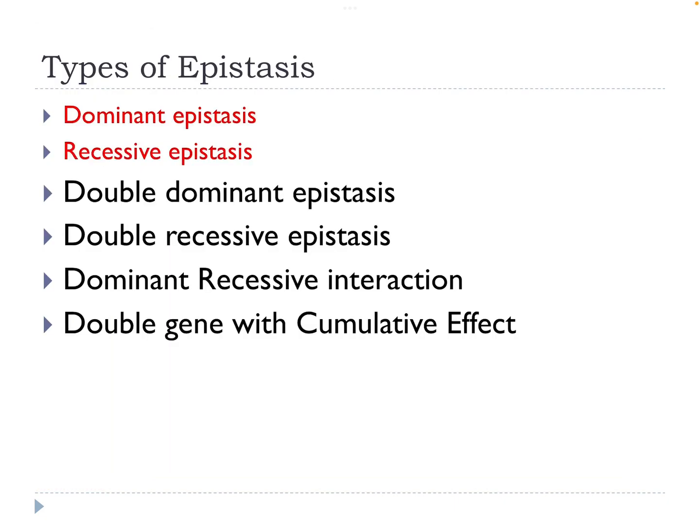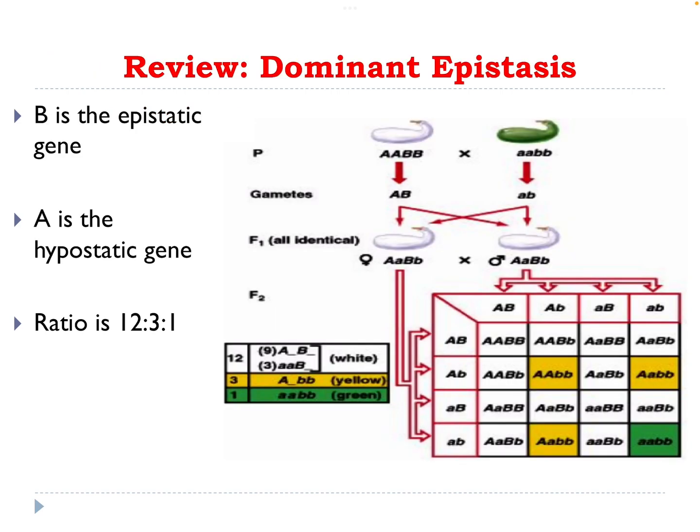So we have already discussed dominant epistasis and recessive epistasis. We also have different types of epistasis aside from dominant and recessive. These are the double dominant epistasis, the double recessive epistasis, the dominant recessive interaction, and the double gene with cumulative effect. So we will discuss these one by one. But first, let's have a recap or review of the dominant epistasis.